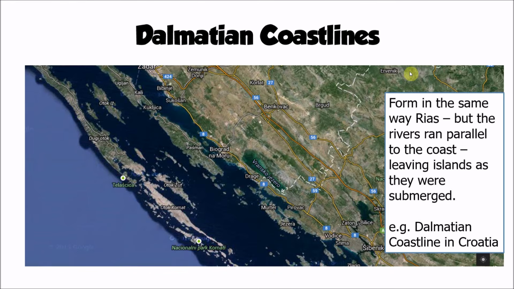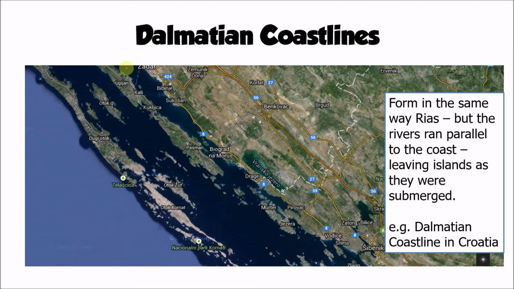Moving a little bit further afield, another similar feature to rias are what we call Dalmatian coastlines, and the best example of this is actually what is known as the Dalmatian coastline, which runs down the coast of Croatia. What we have here is the situation where rather than the rivers flowing down to the sea perpendicular to it, so for example we might imagine that most rivers would flow this way down to the sea and meet the sea that way, and then when the sea level rises we might flood the lower part of that river. Dalmatian coastlines work in a slightly different way.